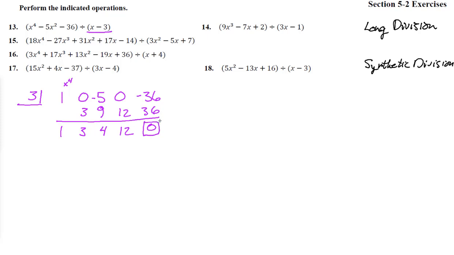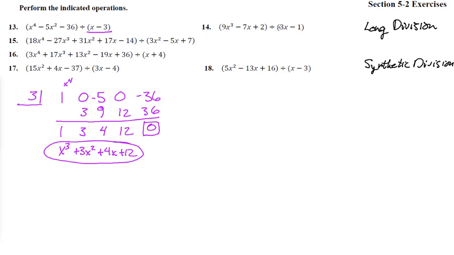That is the remainder, which means it goes in evenly. This used to be an x to the fourth. It dropped it down to an x cubed. So we have x cubed plus 3x squared plus 4x plus 12. That is our answer with no remainder. Good deal. All right, number 14.